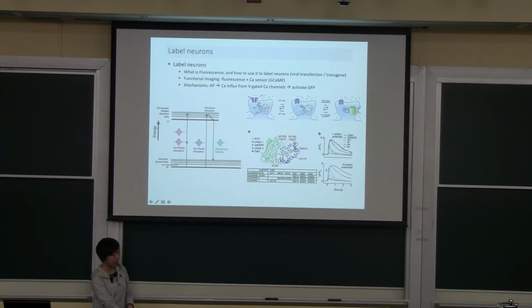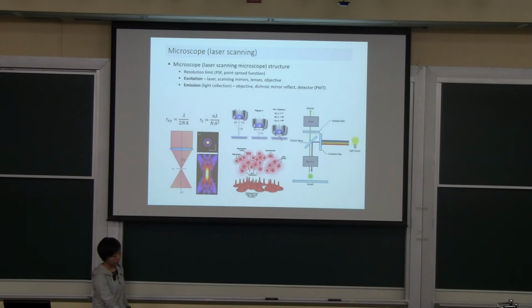And if you have 10 action potentials, then this change could be 500%. Okay, so that's what else? So the whole process is you have action potential, then calcium influx, then activate those molecules, and you can see the GFP working.